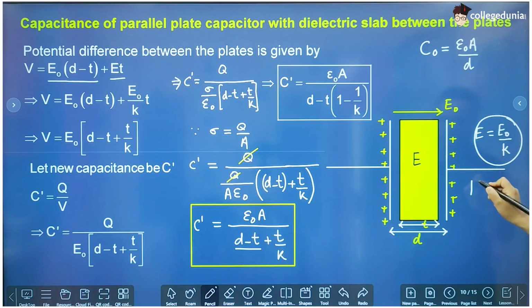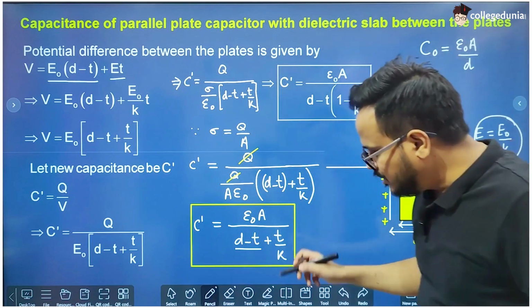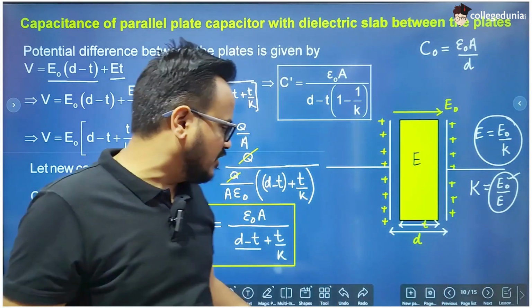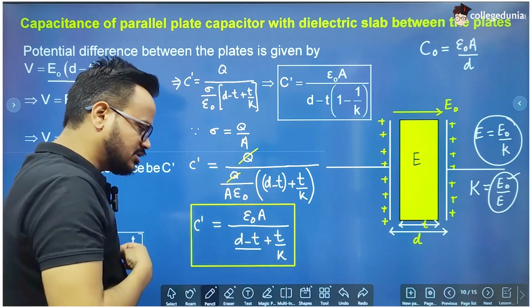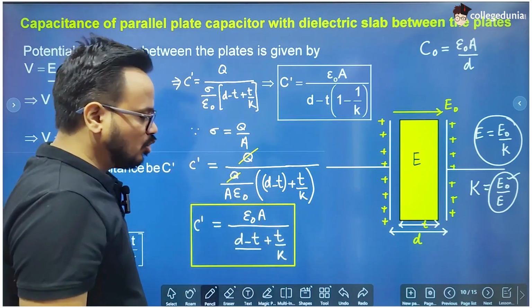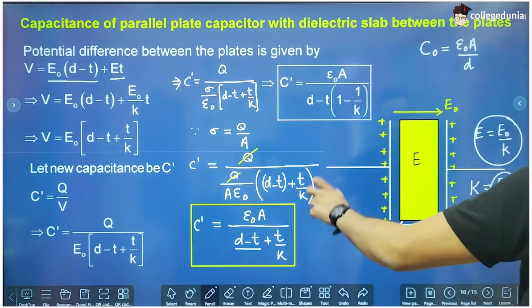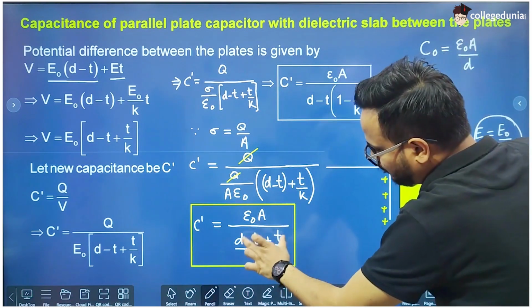Because K is what? K is E naught by E, and E naught is always greater than E, because E is induced due to E naught. So E naught is the inducing field and E is the induced field, so induced will always be less than the inducing field. So K is always greater than 1, because the numerator is more than the denominator. So if T is being divided by something which is greater than 1, then obviously T by K will be less than T. So we are subtracting a bigger term and we are adding a smaller term, which makes this overall less than D. So the numerator of both of these is the same, but the denominator of this one is smaller than this.